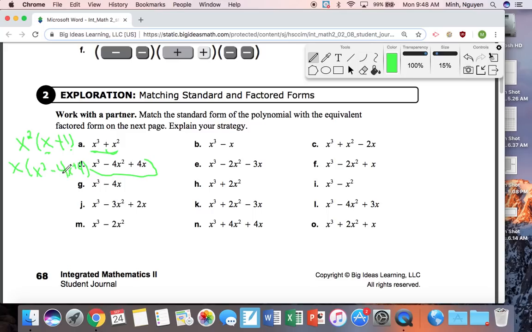And you might look at this and be like, okay, is there anything else I can still do in here? And the answer is yes. I could say x times, the square root of x squared would be x. The square root of 4 is 2, and since this is a minus, I can pretty much just write it out like this: x times x minus 2 squared.